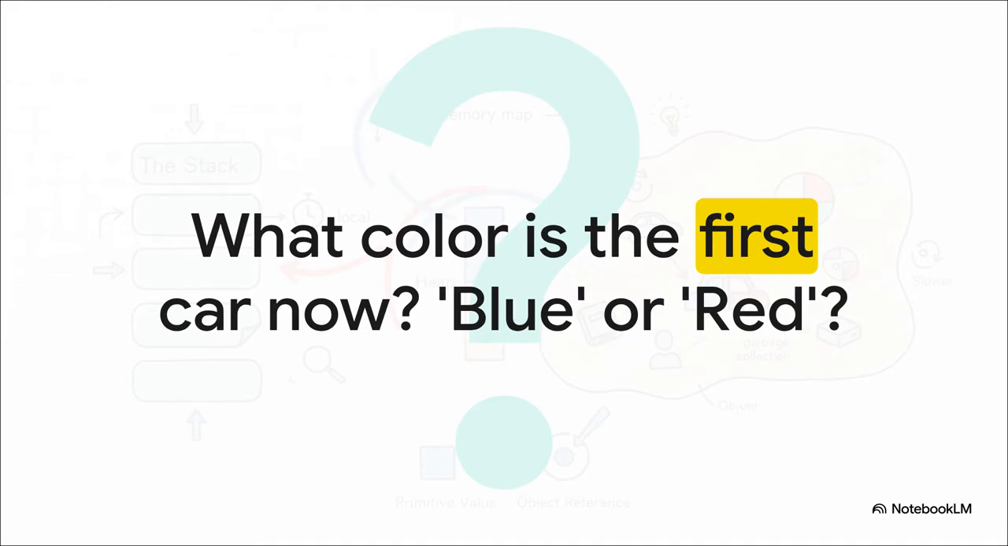Okay, so here's the million-dollar question. What color is car1 now? I mean, your first instinct is probably to say blue, right? We only touched car2. We never touched car1 again. But when you actually run this code, the answer that prints out is red. So what is going on here? How is that even possible? Well, to solve this little mystery, we have to put on our detective hats and go investigate our program's memory.